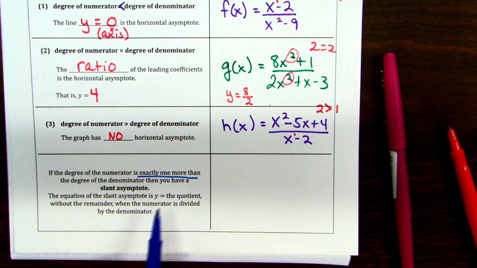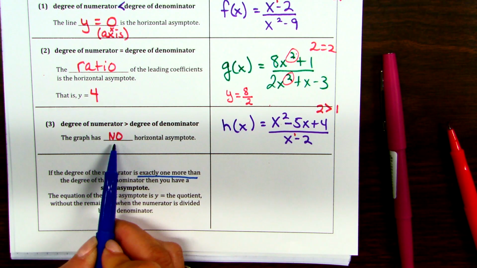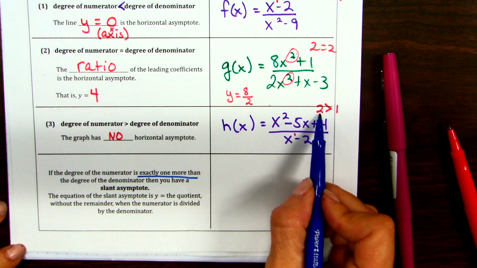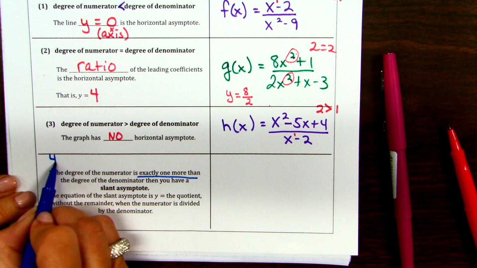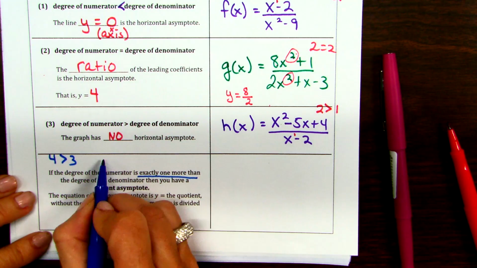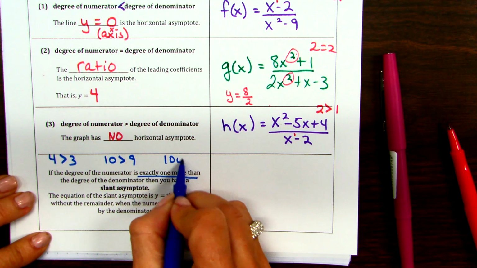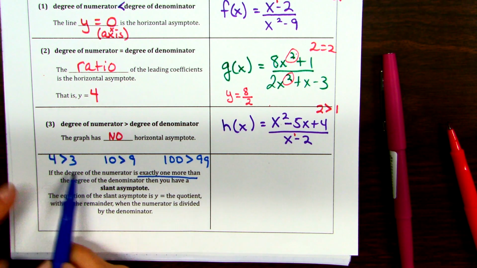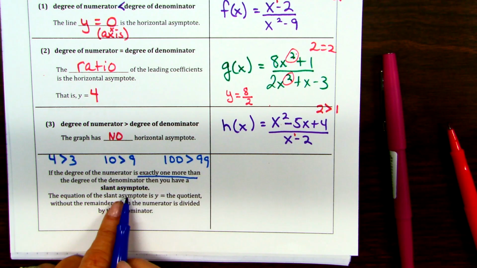Okay, so here's the thing. The minute we see that the answer is no, then we have to check for a slant asymptote. How do we know if there's a slant asymptote? If the numerator's degree is exactly 1 more. So if the numerator is 4 and the denominator is 3, right? Numerator is 10, denominator is 9. Numerator is 100, denominator's degree is 99. Okay, not that you'd ever see that, okay? If the top is exactly 1 more, then you will have a slant asymptote.